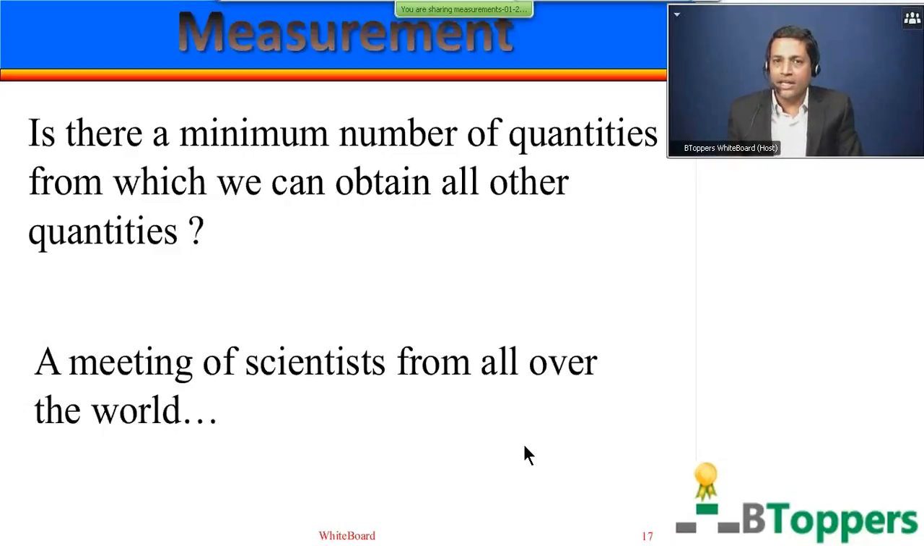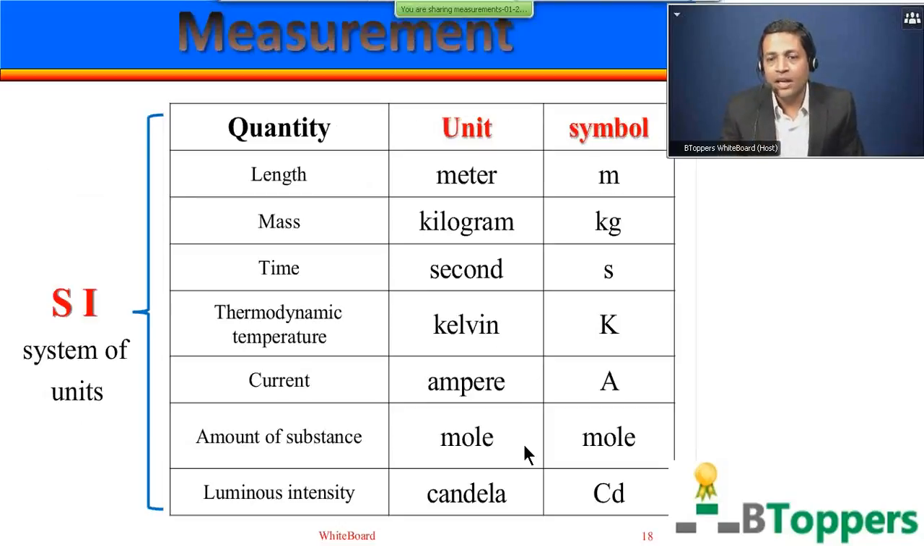For that, there was a meeting of scientists from all over the world. And in that meeting it was decided that yes, there is a limited number of quantities from which we can derive all other quantities. This system of units is known as SI. And as you can see, there are 7 quantities listed out here: length, mass, time, thermodynamic temperature, current, amount of substance, and luminous intensity. So these are the 7 quantities, and correspondingly there are 7 units, and correspondingly there is a symbol for each unit.